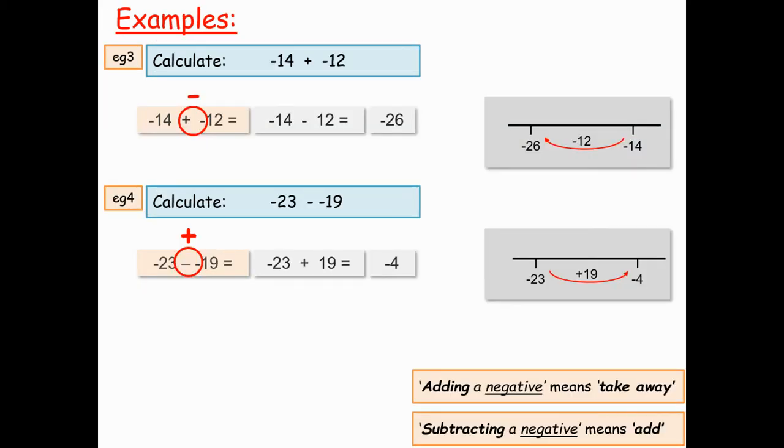At the bottom, adding a negative means taking away is a nice way to remember it, and subtracting a negative means add. Okay, all right. Another way to remember is same signs add, different signs subtract. So if it's a minus and a minus, you add, or if it's a plus and a plus, you also add. But if it's a plus and a minus next to each other first, then you subtract. Or if it's a minus and a plus, you also subtract because they're different signs. So same signs add, different signs subtract.